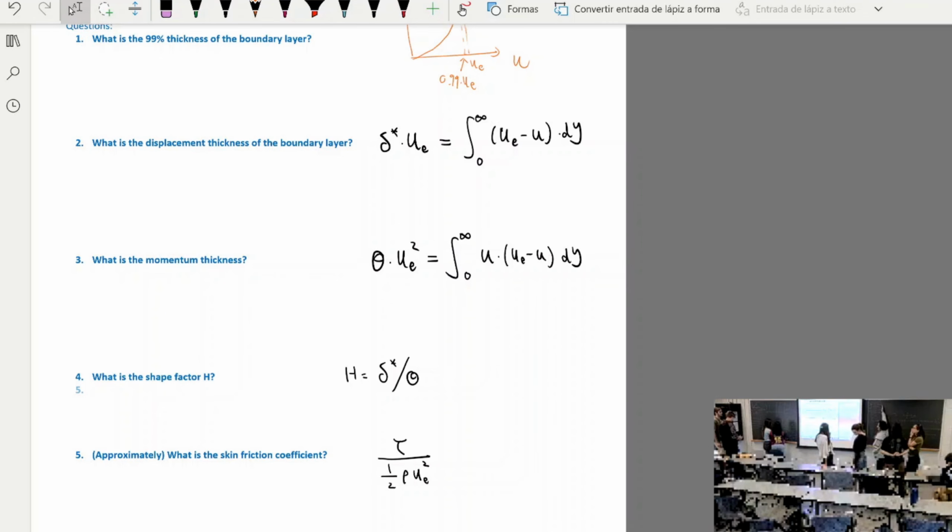Are we integrating this from 0 to the delta 99? Yeah, sure. I mean, in the definition you integrate to infinity. But in this case, beyond the delta 99, when you go up, where do you hit that velocity profile? You hit it at this horizontal line, right? I feel like I did it wrong this time. Yeah, and that horizontal line is at y equal to 1.